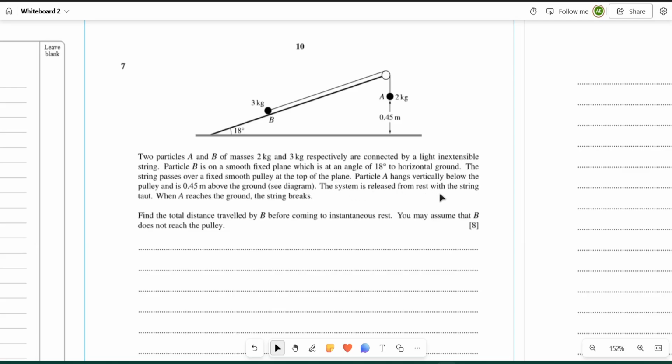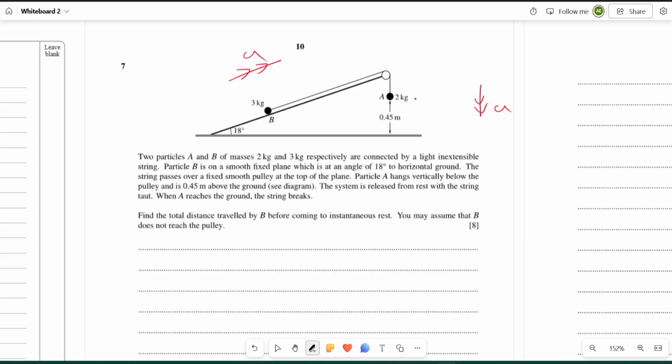The system is released from rest. This is an indication that A is going to have an acceleration downwards, and B is going to have an acceleration up the slope. When A reaches the ground, the string breaks. String breaks means that there will no longer be tension in the string. Find the total distance traveled by B before it comes to instantaneous rest. You may assume that B does not reach the pulley.